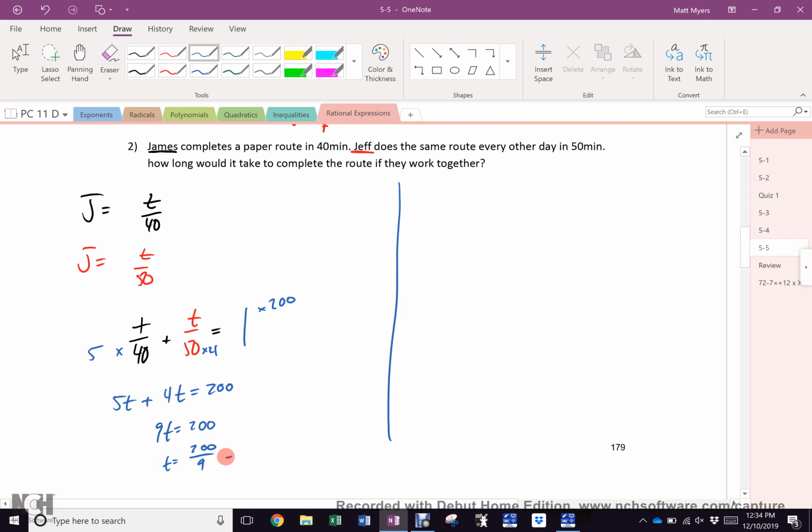200 over 9. Do that with your calculator and 22.2 minutes. Is that pretty close to our estimate? So are we happy? Excellent.